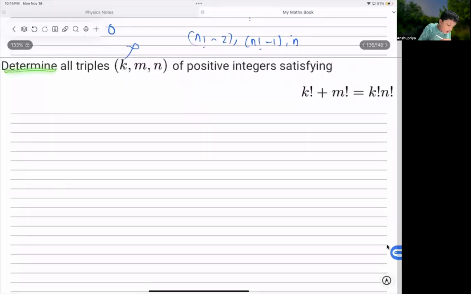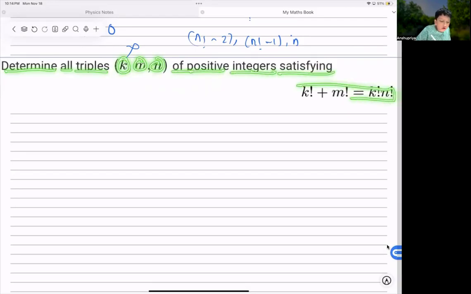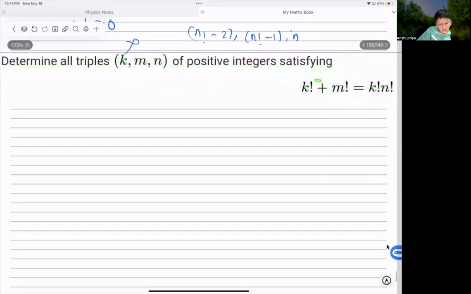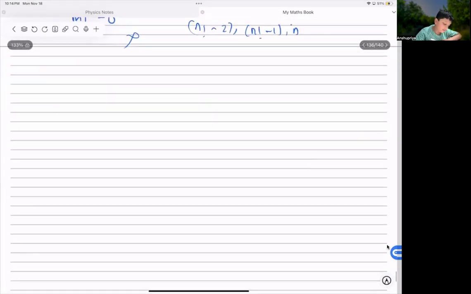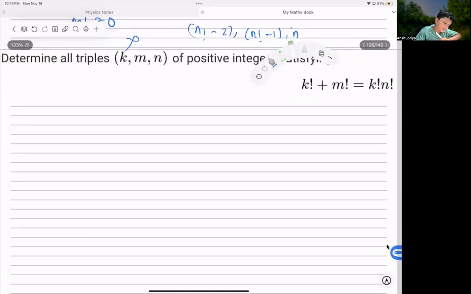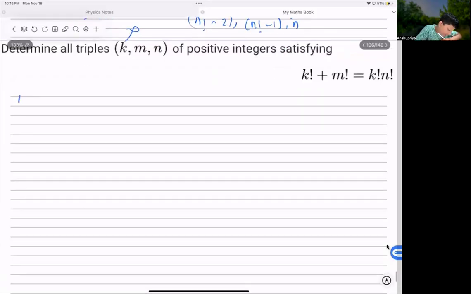Determine all triples (k, m, n) of positive integers satisfying this awkward equation with factorials. Okay, let us first write the equation. The equation is k factorial plus m factorial is equal to k factorial times m factorial.